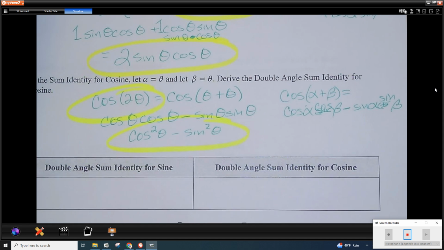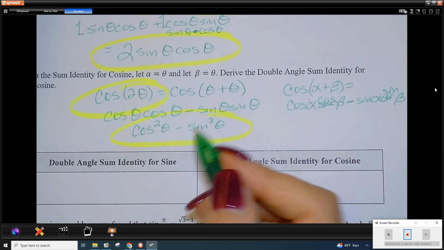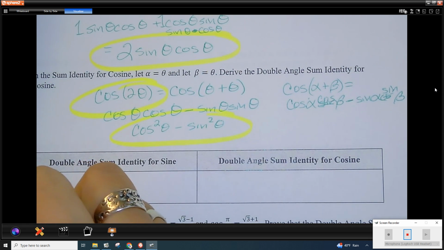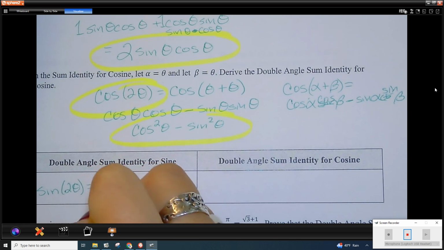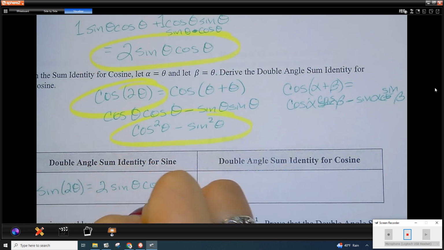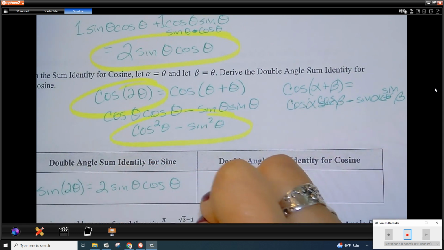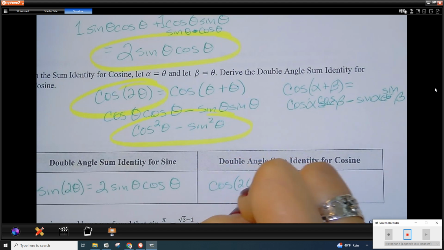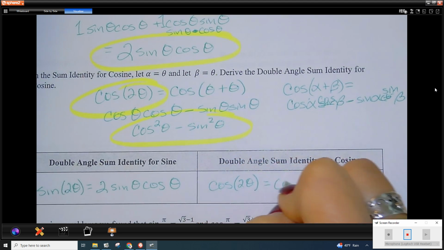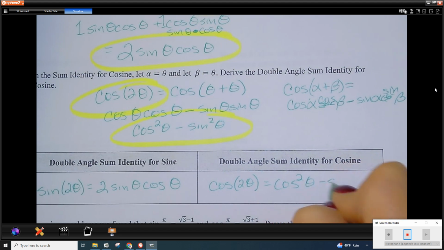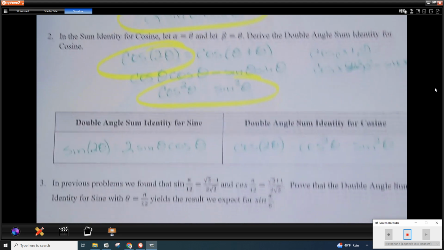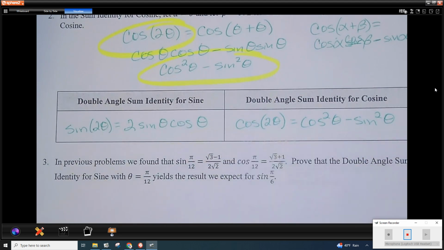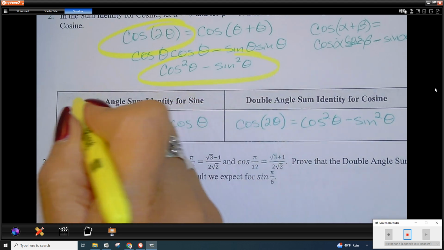So you could write them in here for sine. So we write sine of double angle is 2 sine theta cosine theta. Cosine for double angles is cosine squared theta minus sine squared theta. Okay, one more, which I just highlighted up here, but they are right here. We wrote them in. You should write them in right here.